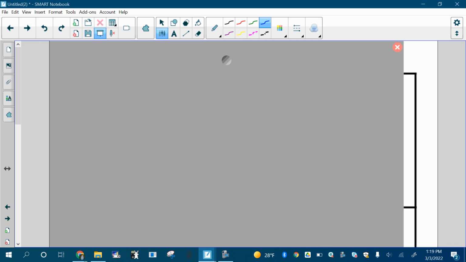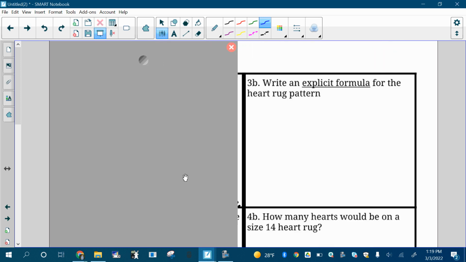Moving forward here, next part here. This is the hard part. It says write an explicit formula. Now, since this is a multiplying pattern, the type of sequence it is, rather, is that it's a geometric sequence. So when I'm thinking about writing an explicit formula, it's going to follow this type of pattern. Make sure you have this down on your note card. Okay.